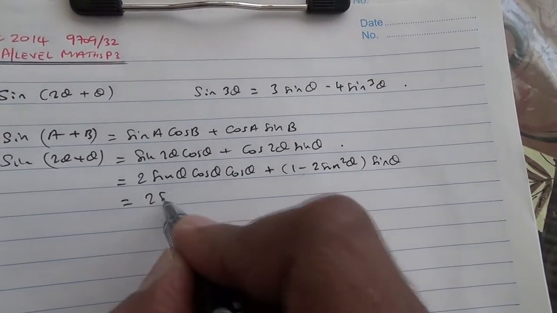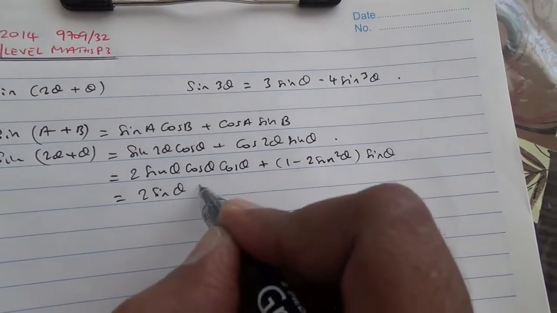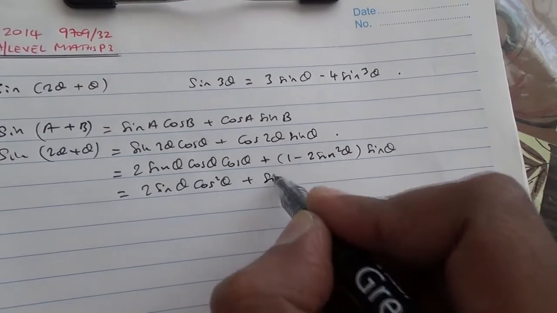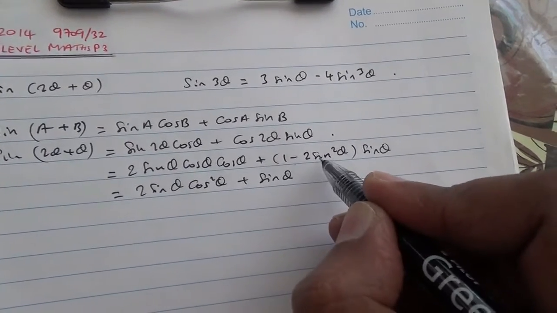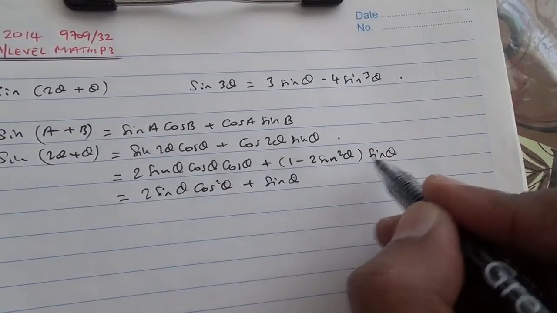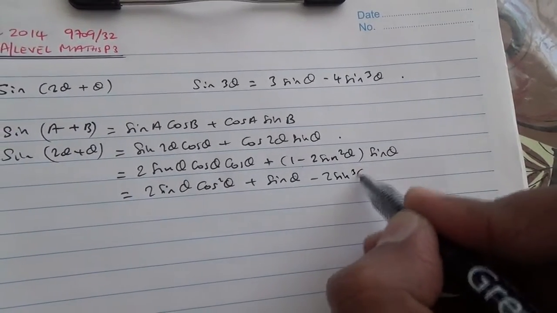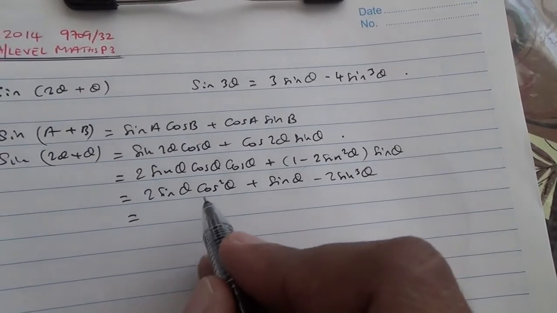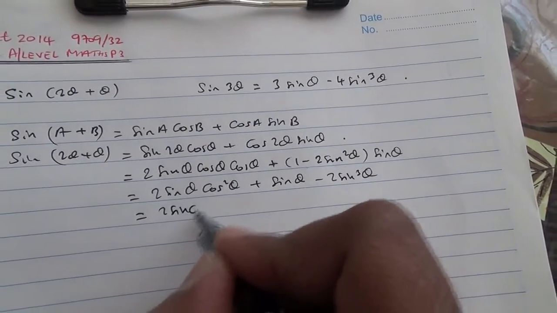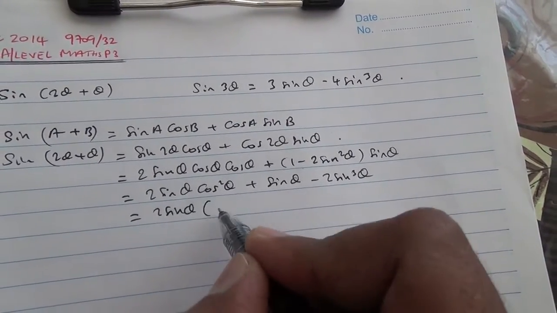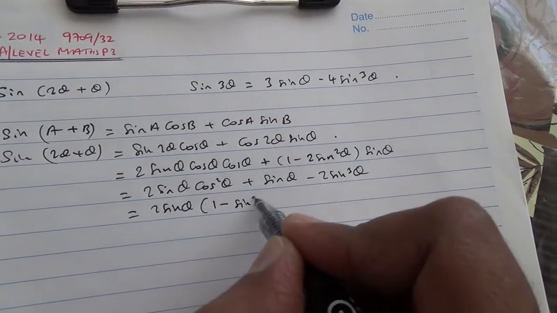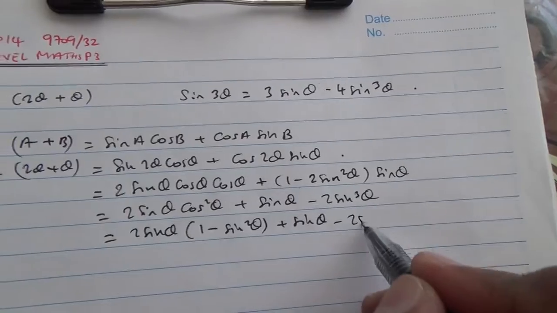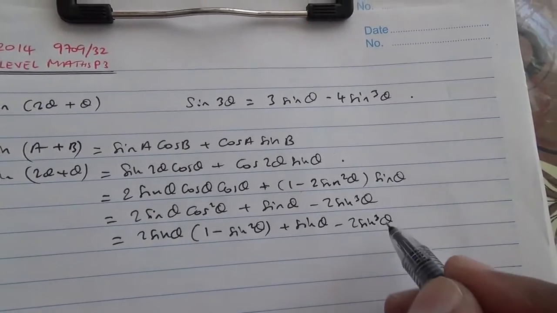So 2 sine theta cos theta times cos theta is cos square theta, plus 1 times sine theta is sine theta, minus 2 sine square theta times sine theta is minus 2 sine cube theta. And that's going to be 2 sine of theta. What is cos square theta? Cos square theta is 1 minus sine square theta. Plus then we have sine theta, minus 2 sine cube of theta.